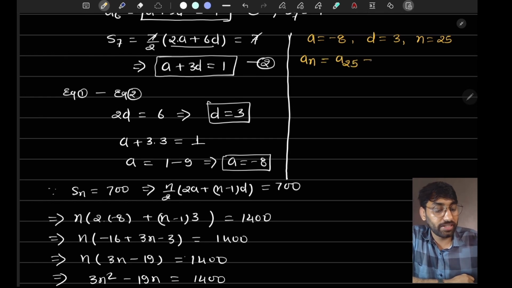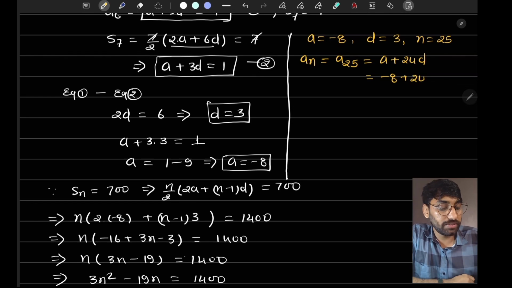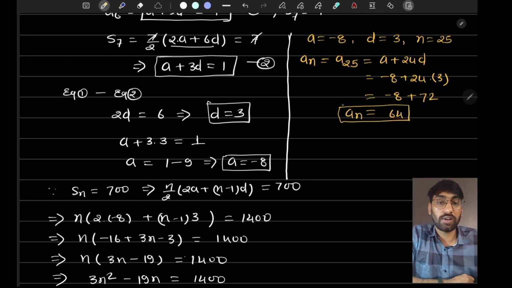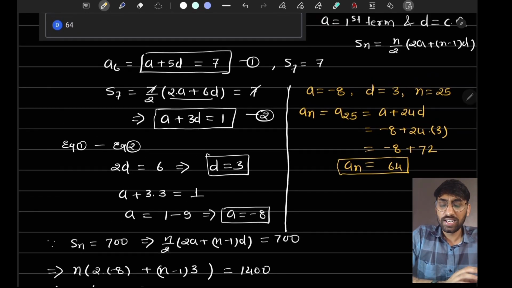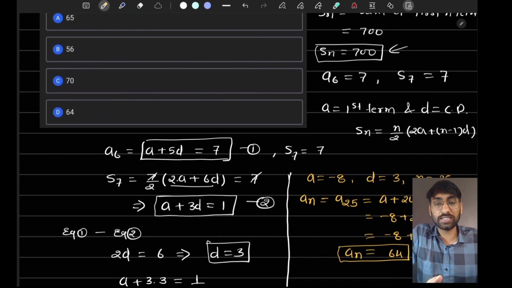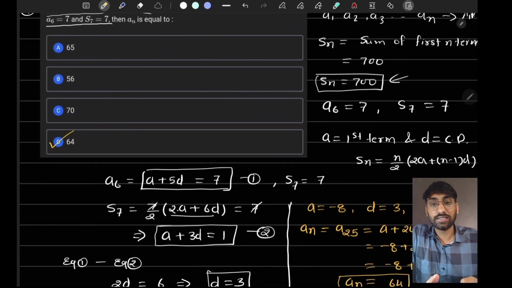And A25 is nothing but A plus 24 times D. Correct? So it means A value is minus 8 plus 24 times D value, which is 3. So I will get minus 8 plus 24 times 3 is 72, that is nothing but 64. So I will get my an as 64. I hope the idea behind this question is clear. It was a very simple problem from arithmetic progression. So the answer will be option D, 64.